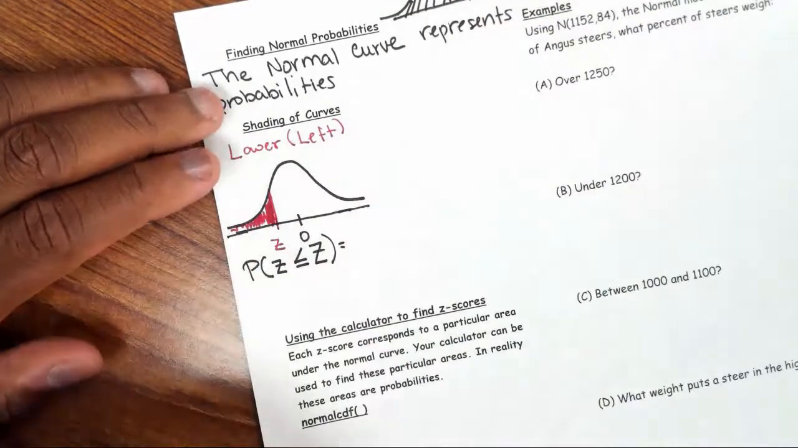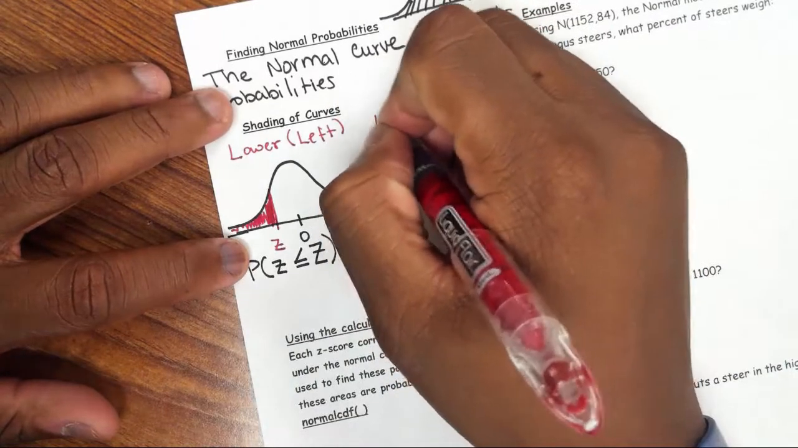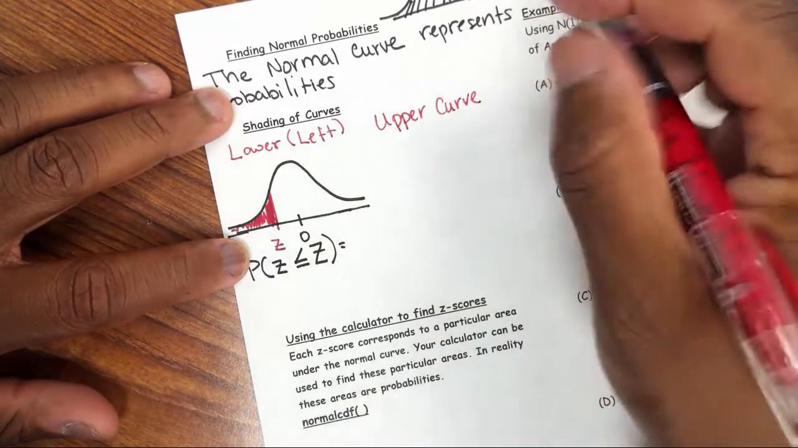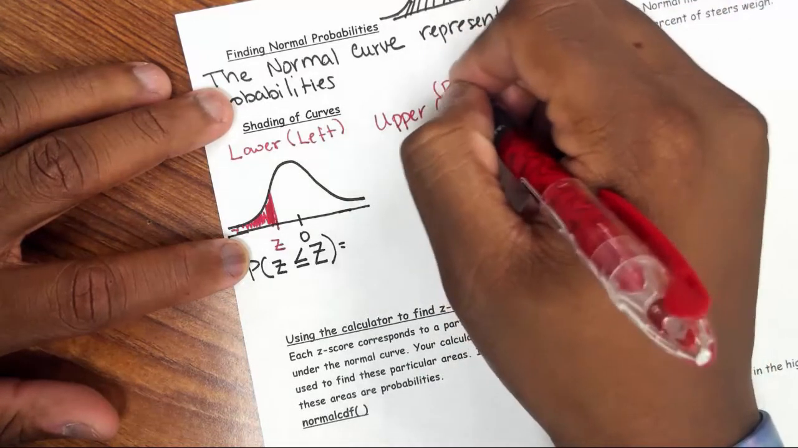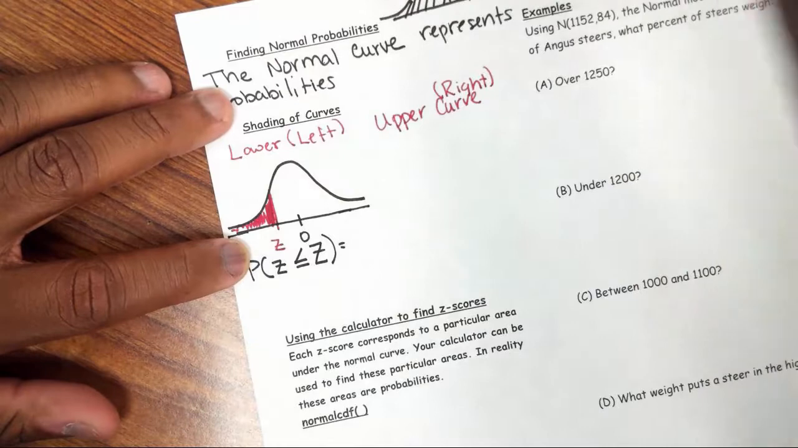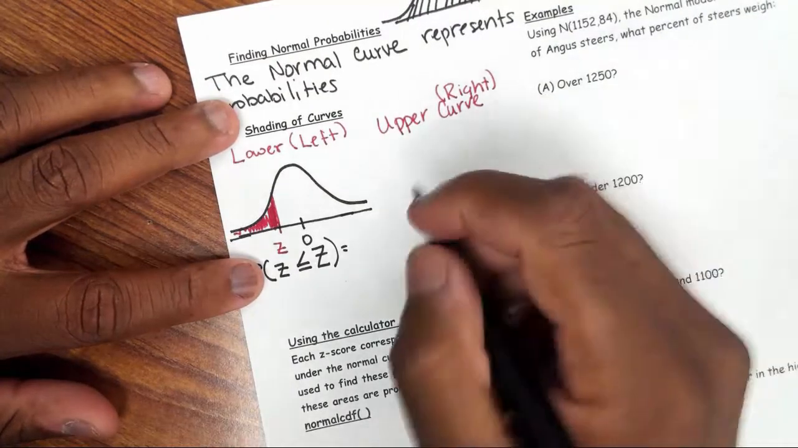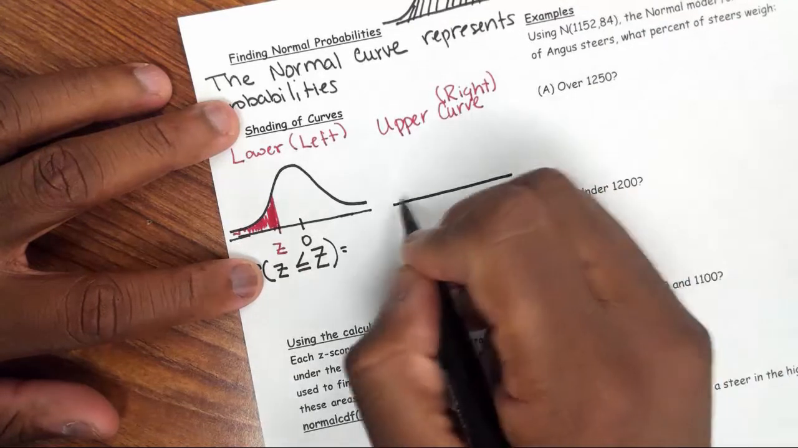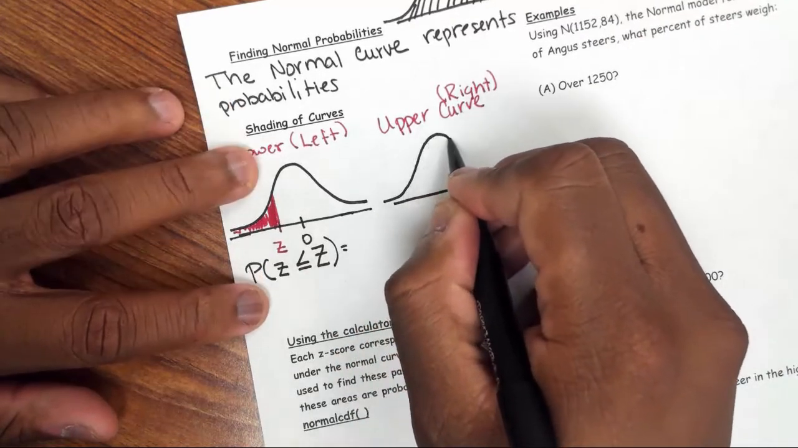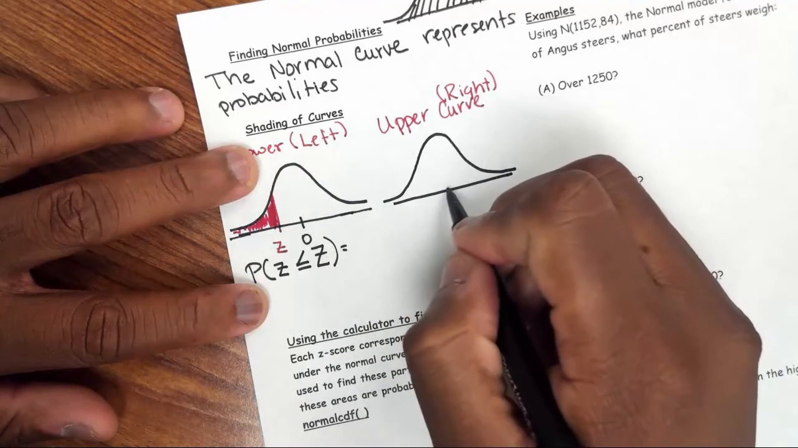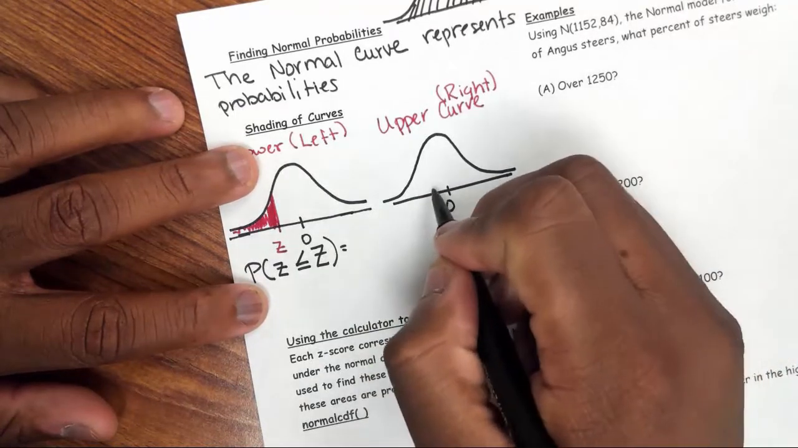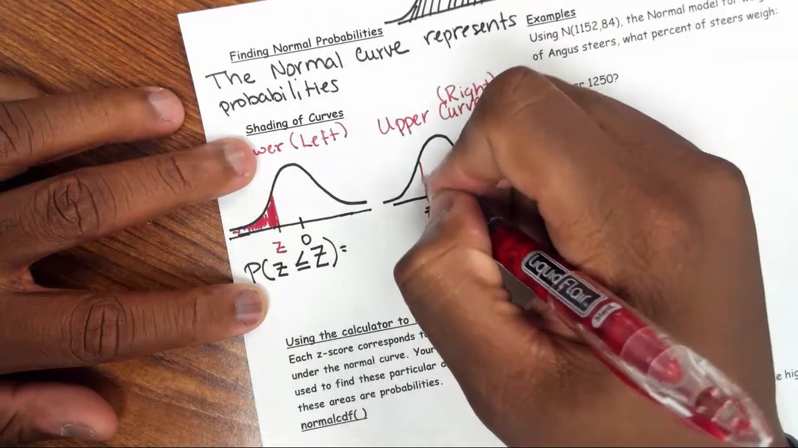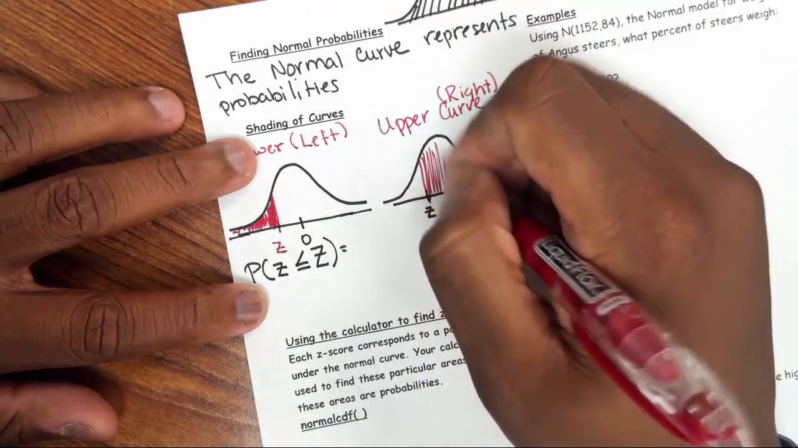We also find things for what we call an upper curve, or this is a right curve, and those involve words like above, more than, at least. Those are going to be your upper curves. An upper curve, and you always draw a curve for these type of problems. Locate your mean at 0. Your upper curve, your z may still sit here. But when you're finding an upper curve, you're finding everything to the right of that curve. So you're finding the right tail area.